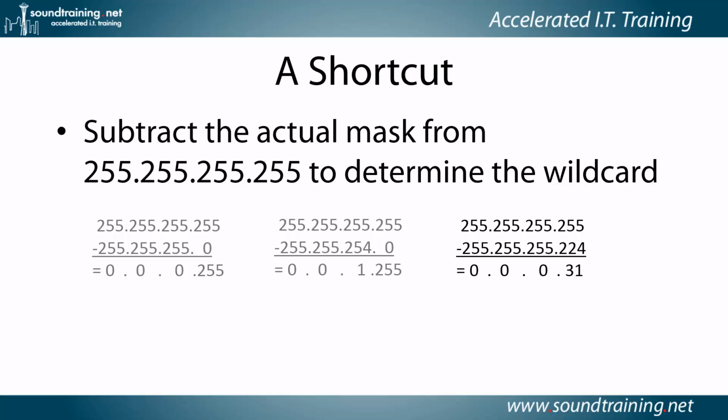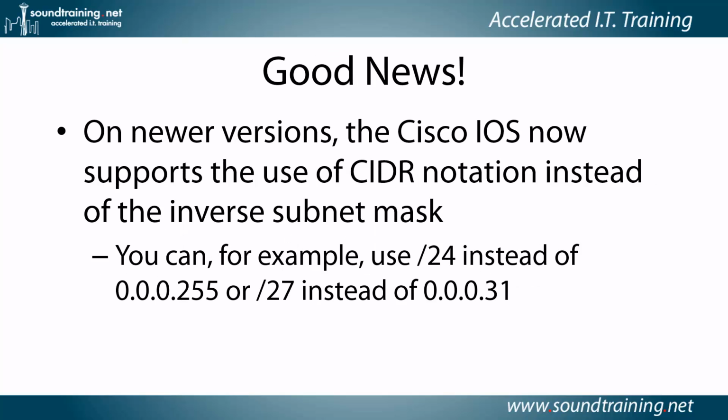And finally, here's the last example, the 27-bit mask that we showed you in the previous slide. This time, our actual mask is 255.255.255.224. Subtract it from the string of 255s, and you end up with 0.0.0.31. So it's really pretty simple if you want to just do a quick shortcut. This doesn't show you the theory behind it, but sometimes you're in a hurry to get a configuration done. I get that, and so this is a quick way to knock it out and make it work.